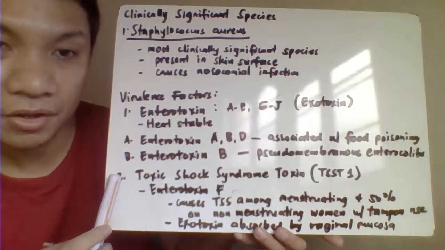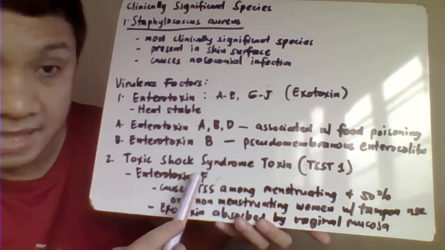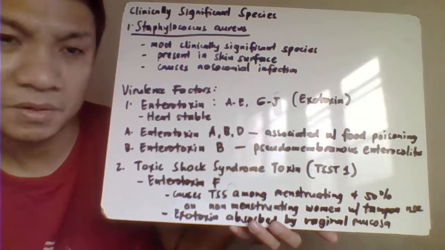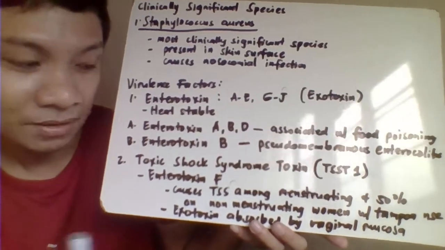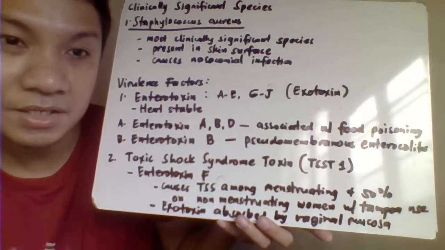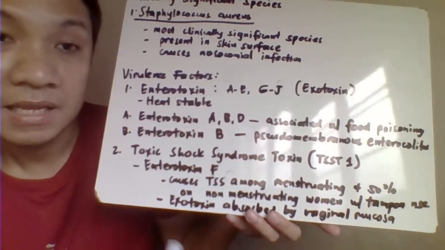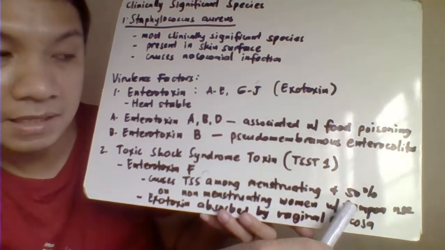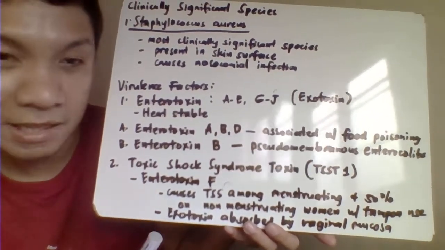Another one, we have your toxic shock syndrome toxin 1. So, this is your enterotoxin F. So, this try to cause here toxic shock syndrome. So, medyo toxic shock. Di ba, nakaka-alarma ang toxic shock. Okay, so try to cause here toxic shock syndrome among menstruating patient or even in 50% of non-menstruating patient na gumagamit ng tampon. I think sa mga girls, they are familiar with the tampon.